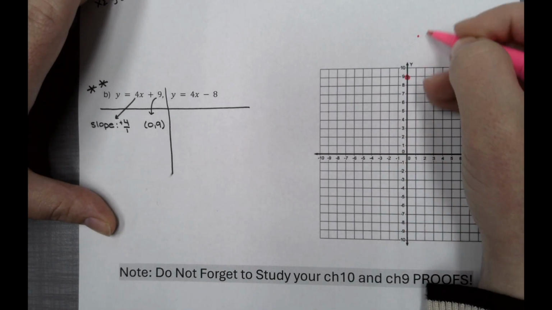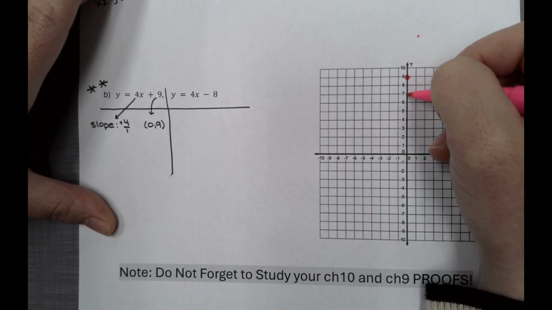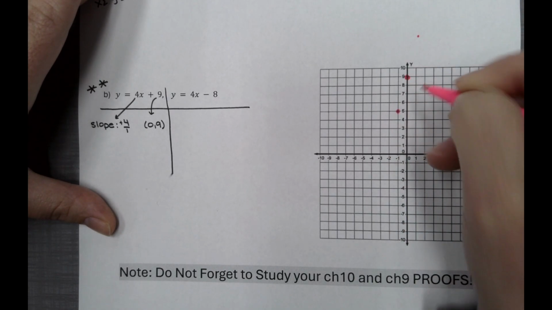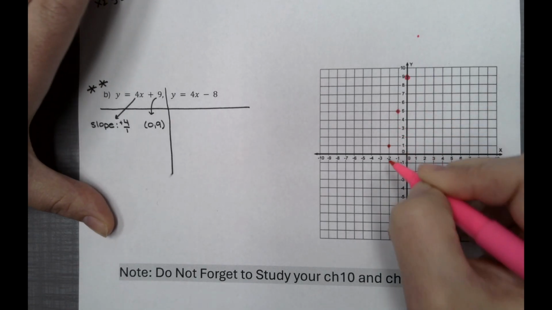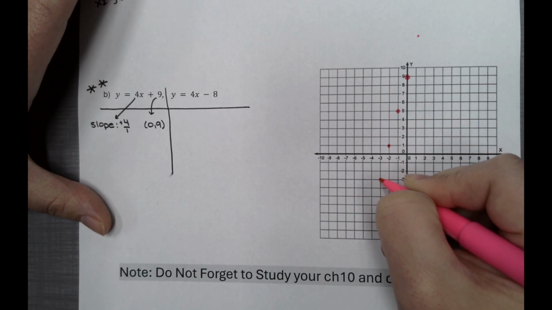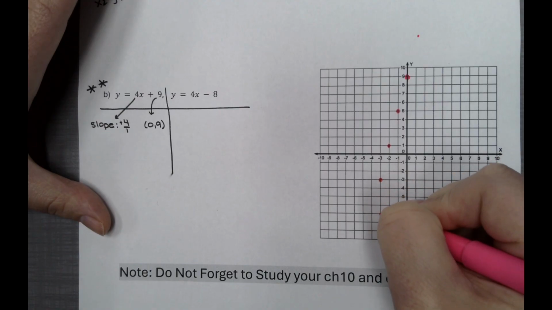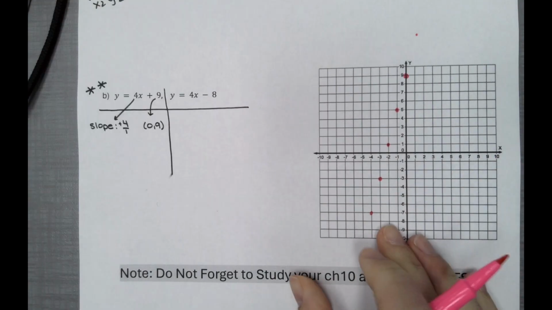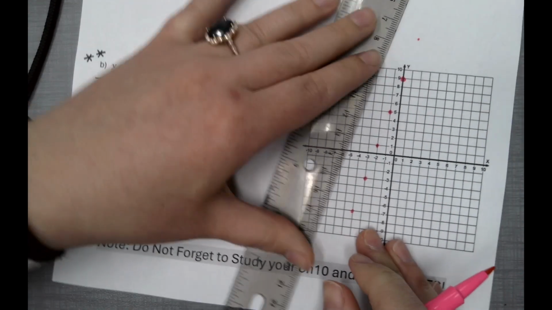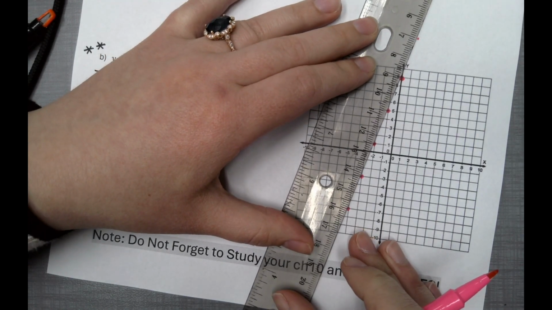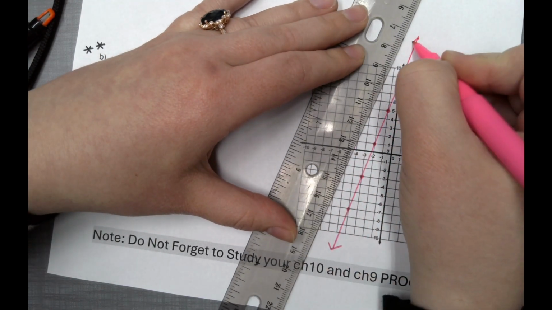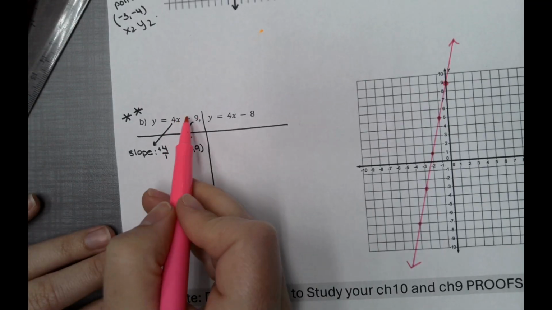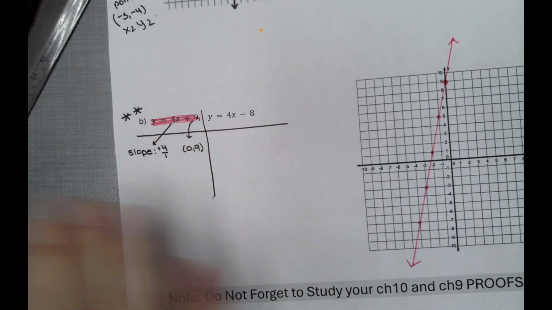And now I know the pattern. So now I can go down 1, 2, 3, 4, knowing that I need to go to the left. 1, 2, 3, 4. And that's it. Let's go ahead and connect for our first line. You can use that outer one, that's fine. Here. So this one was our pink.